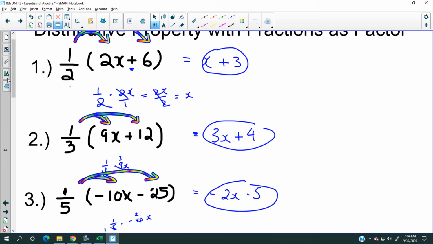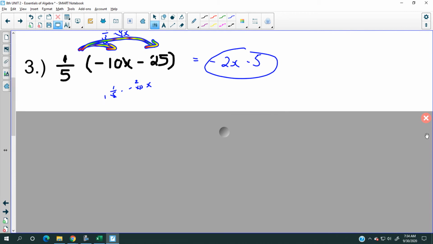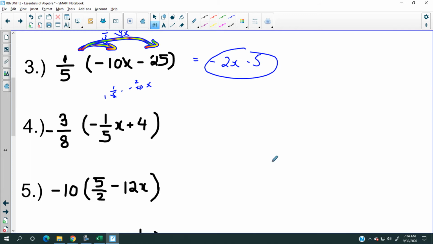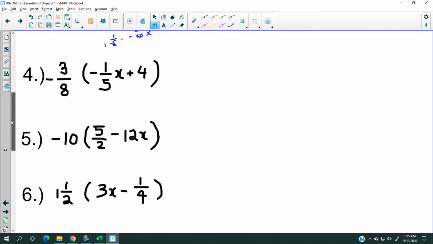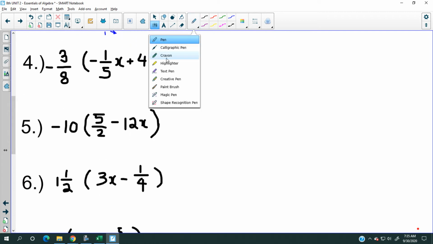Let me show you a couple more examples, and then I want to show you distribute, combine, and then solve. How are we doing on time? We're at 6 minutes, not even. Good. Now, let's try this one.